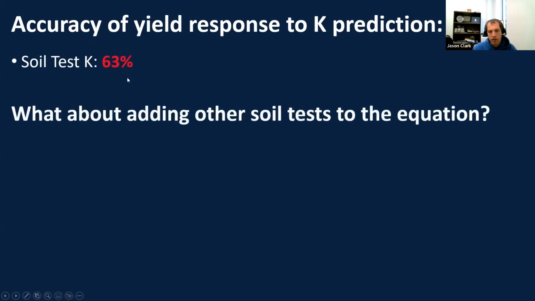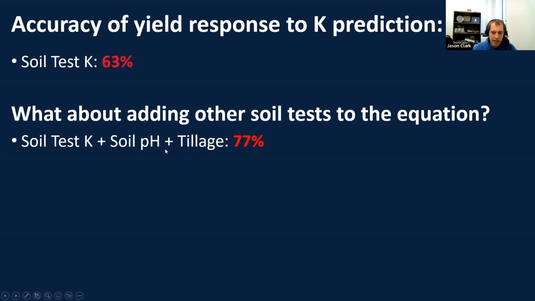And so the other question we're looking at is what about other soil tests there? And what we found is if we use soil test K along with pH and tillage, we can up it to about 77% accurate. So it's showing us that our potassium is interacting with tillage and also pH, and this is no-till versus conventional. And that with using those different ones, we can also do it.